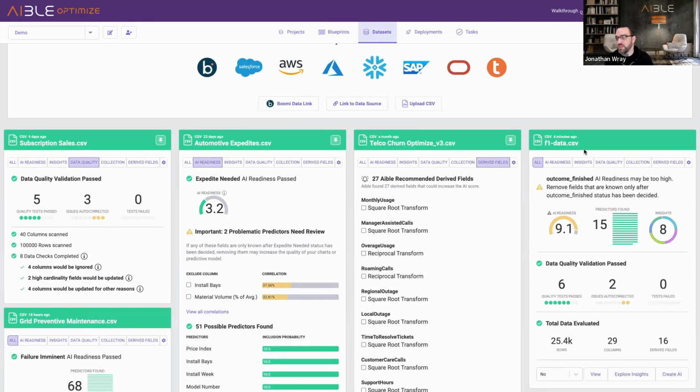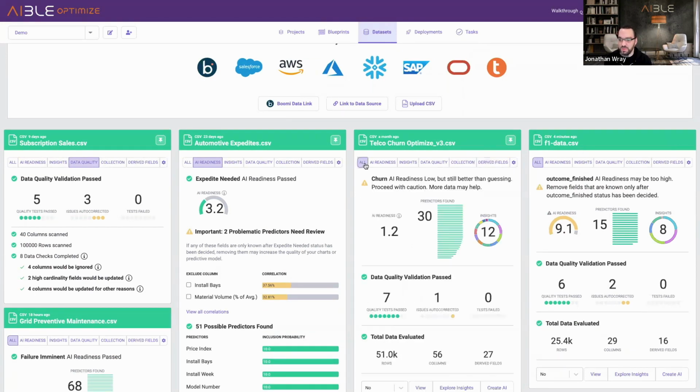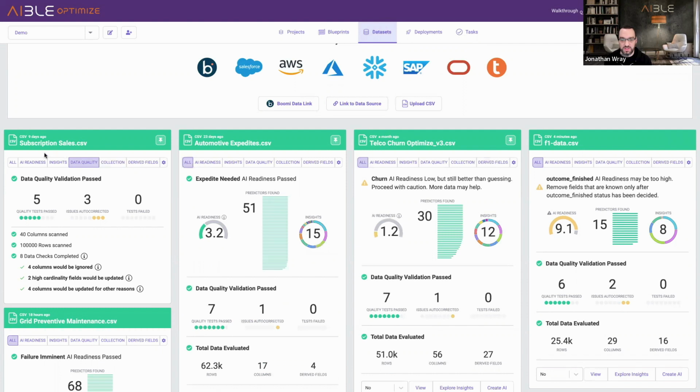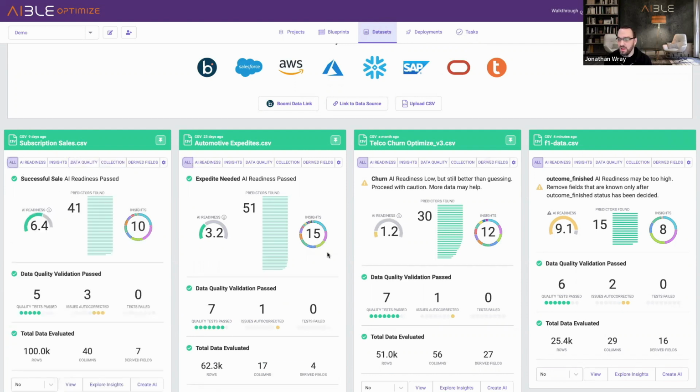Now, this Formula One data set that we just loaded came back, and if we take a look at how it scores against the other data sets, it has the highest score. Now, here, the telco churn data set we're going to go through, that's a little bit low on its score.